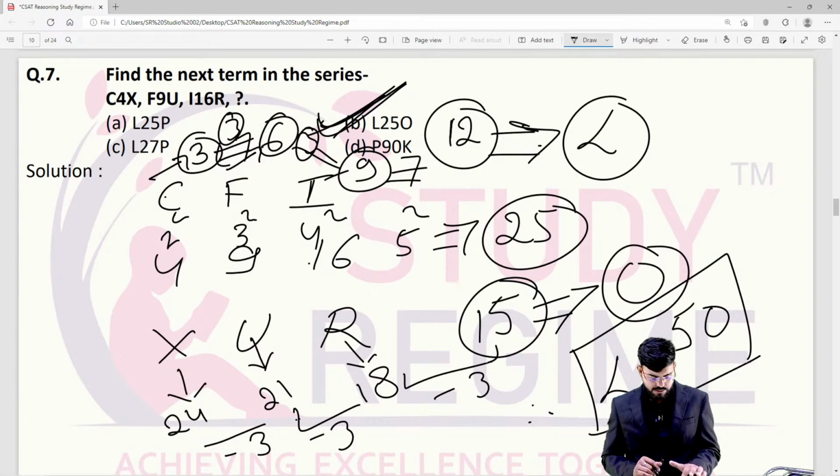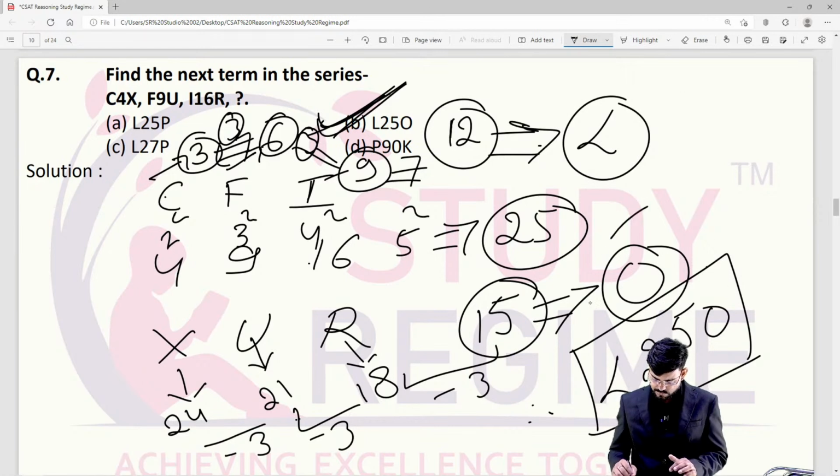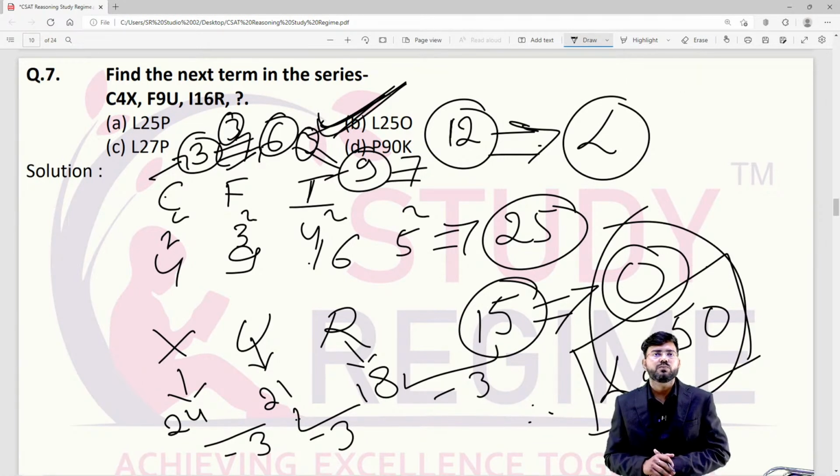Next, it was the same as the previous one. So C4X, 9F9U, I16R. Again 3 types of series are there. I have found LU, L25O. This was the answer for this question. Clear?